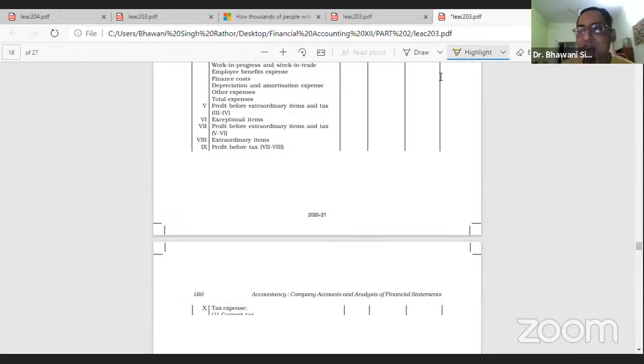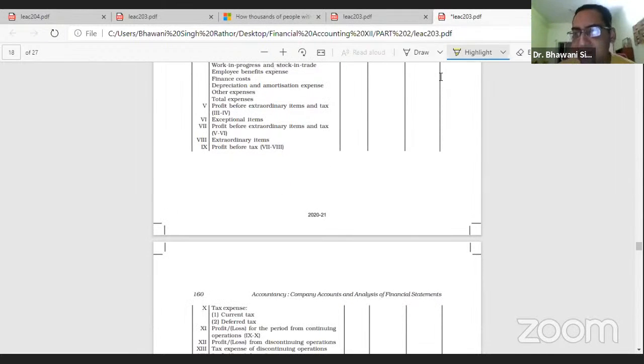These are basically the structures of the balance sheet, the structure of the financial statements. Now let us go to the analysis part, how we analyze these statements.